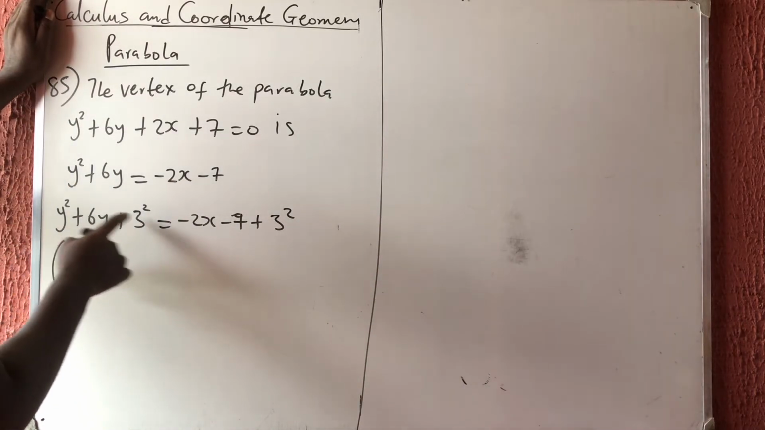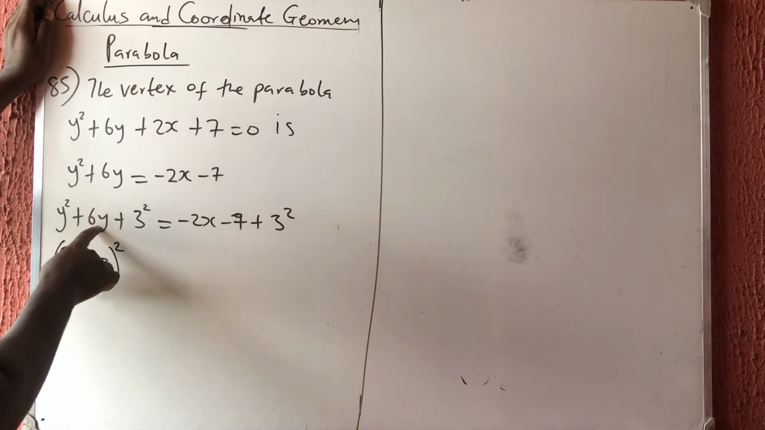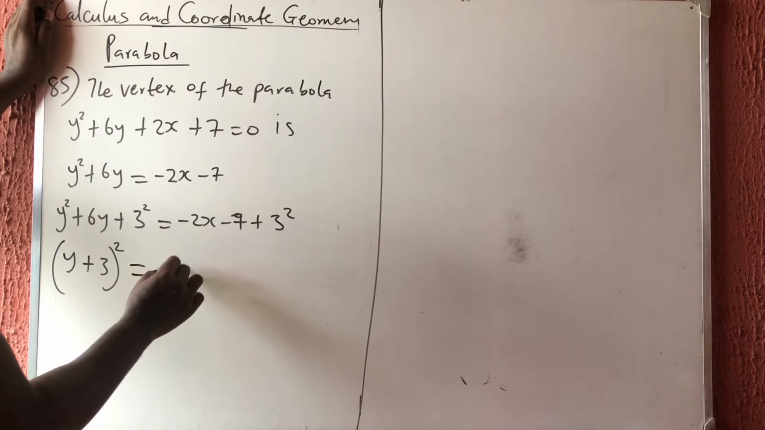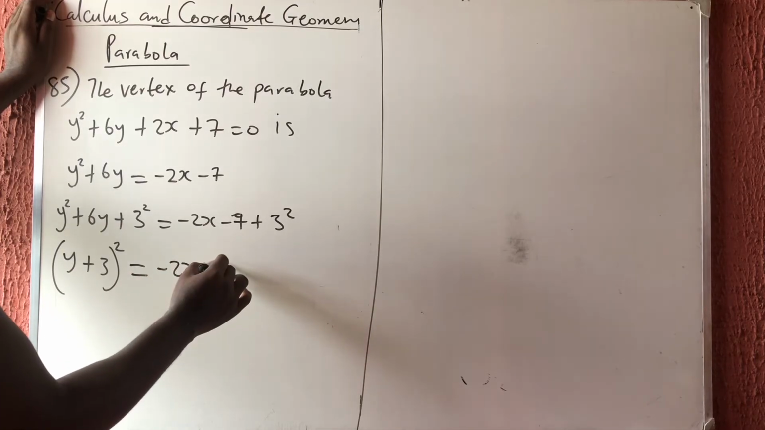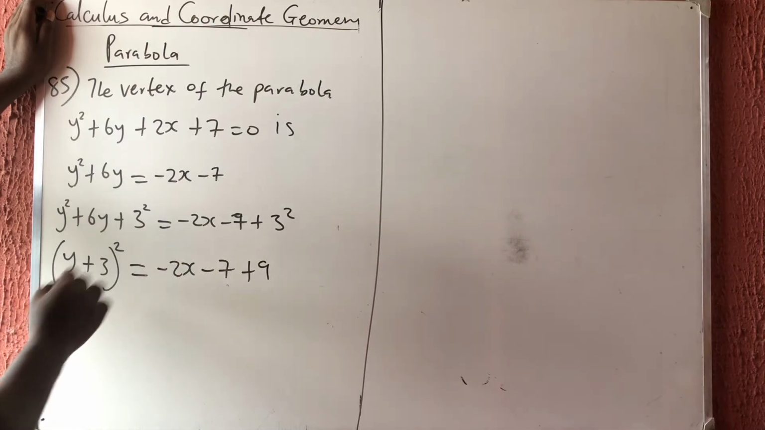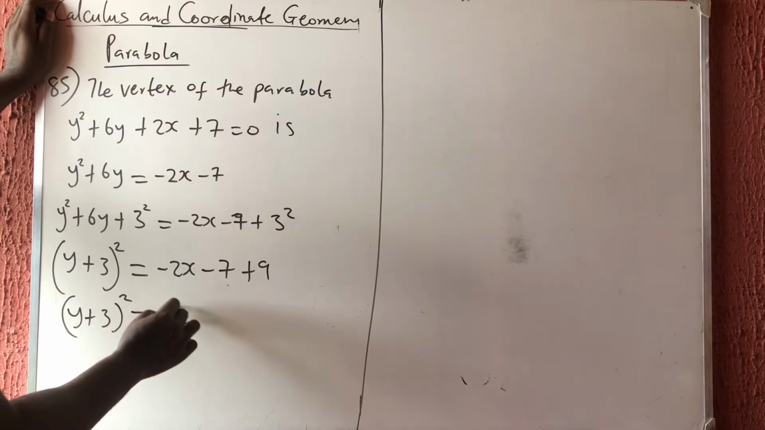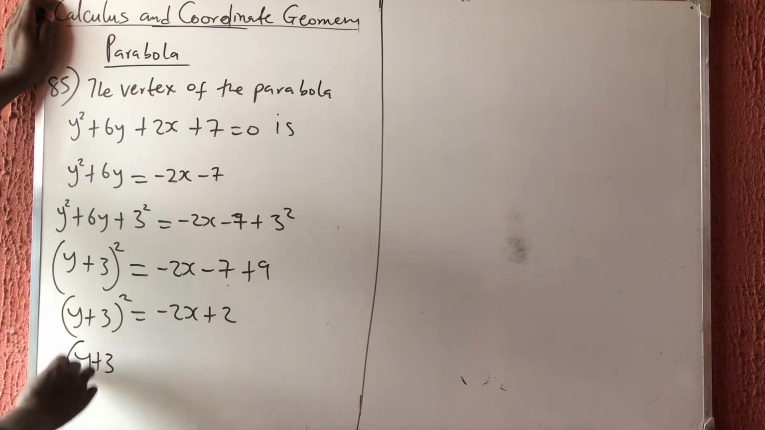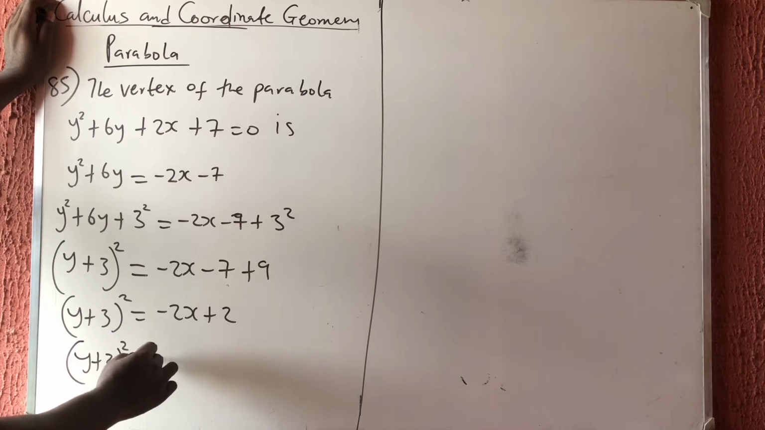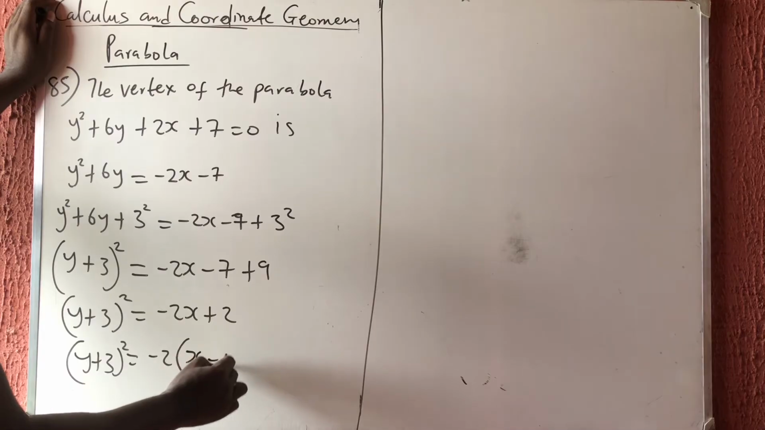So coming here, only the people that have square should be in the bracket. Put their squared outside. If you don't have square, go away. Is equal to minus 2x minus 7 plus 9. So I'm having y plus 3 all squared is equal to minus 2x plus 2. So this is y plus 3 all squared is equal to, if I bring out this minus 2 outside, divided by this is x, divided by this is minus 1.